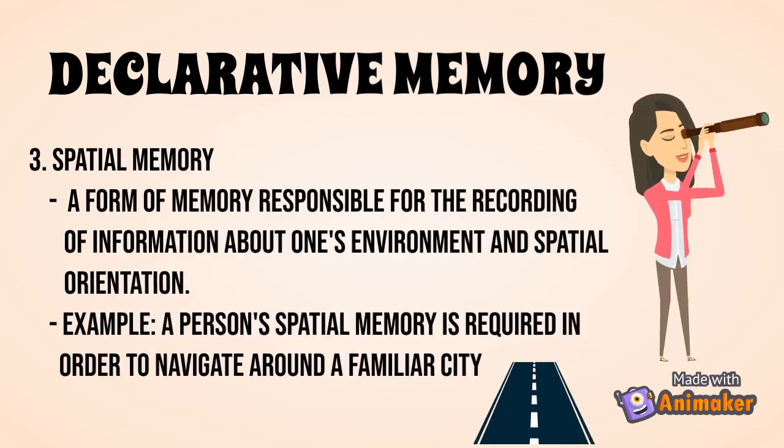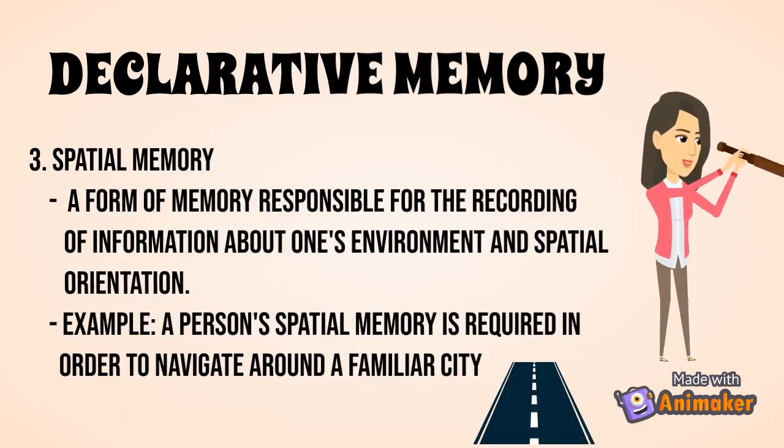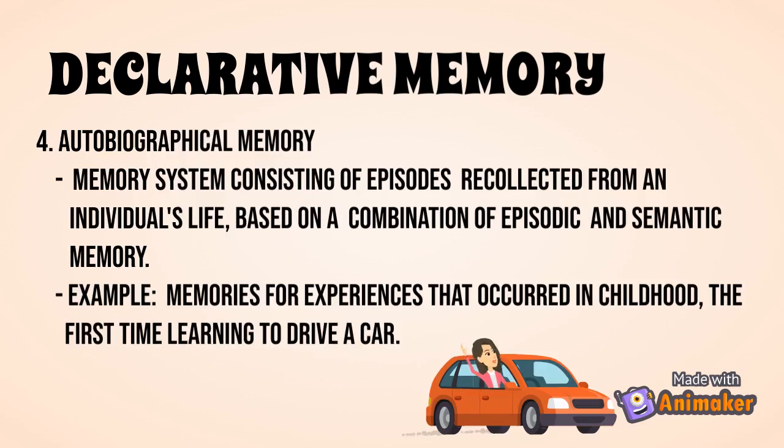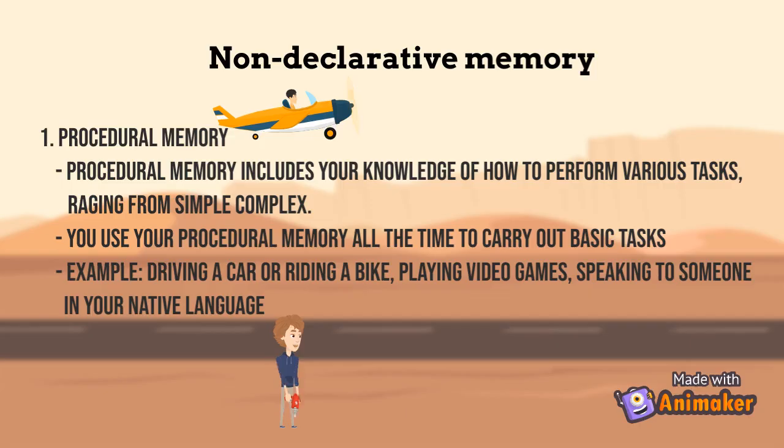Thirdly, spatial memory is a form of memory responsible for the recording of information about one's environment and spatial orientation. Example: a person's spatial memory is required in order to navigate around a familiar city. Then, autobiographical memory is a memory system consisting of episodes recollected from an individual's life, based on a combination of episodic and semantic memory. Example: memories of experiences that occurred in childhood, the first time learning to drive a car.